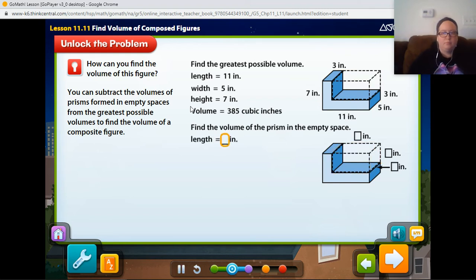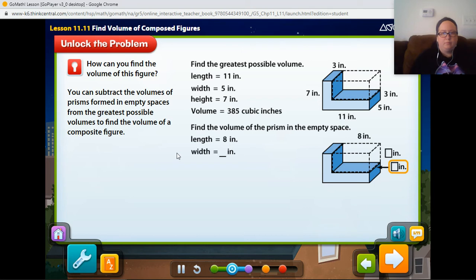How can you find the length of the empty space? Think about it. The total length of both prisms is 11 inches. The other given length is 3 inches. Subtract the known length, 3 inches, from the total length, 11 inches. So the length of the empty space is 8 inches.